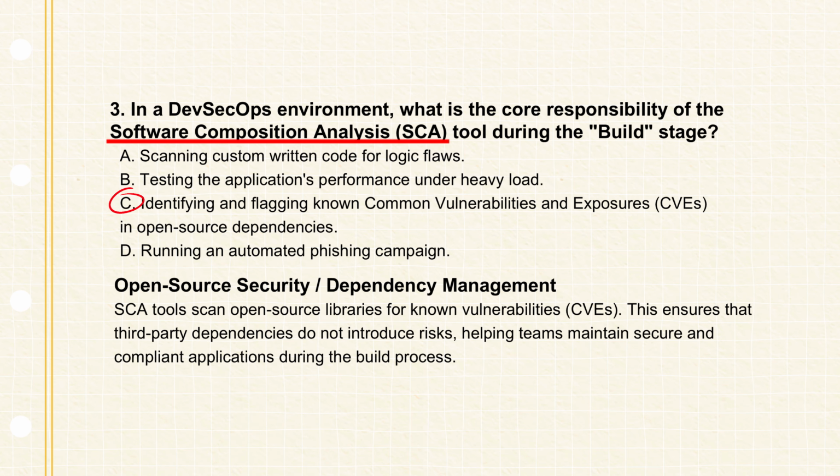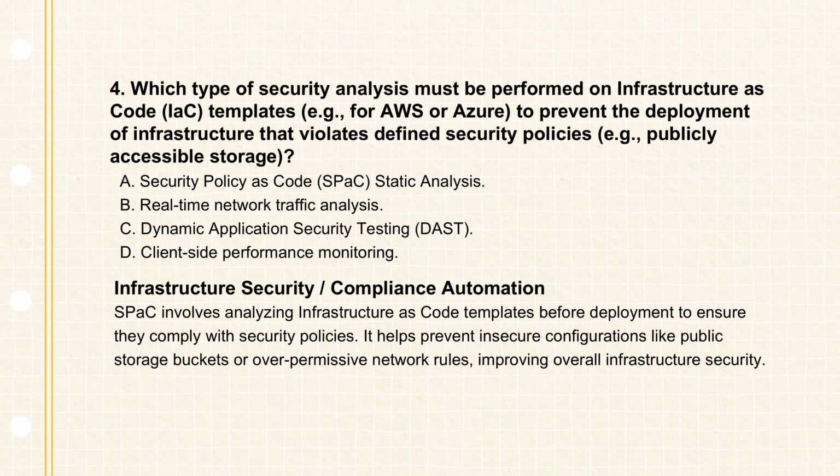Okay, that handles the app components. But the app needs somewhere to live. We're not usually racking physical servers anymore. We define environments with infrastructure as code, IaC. CloudFormation, Terraform templates. Just like bad app code, bad infrastructure code can cause huge security problems. How do we check those templates before we hit deploy?